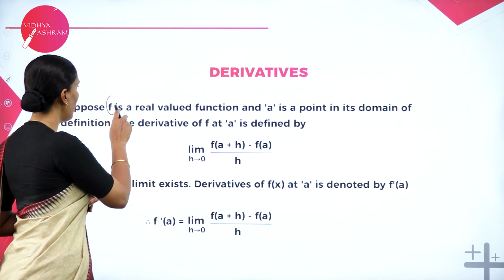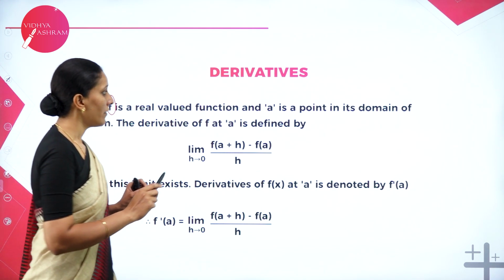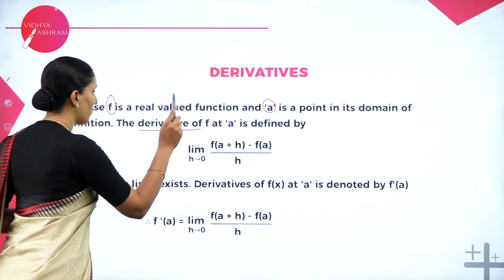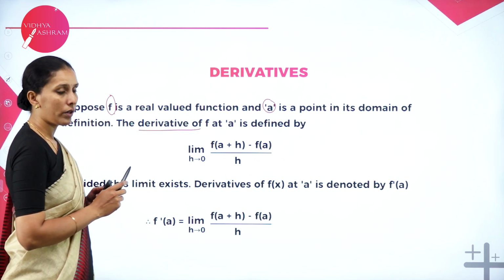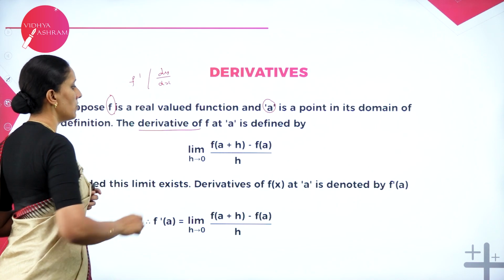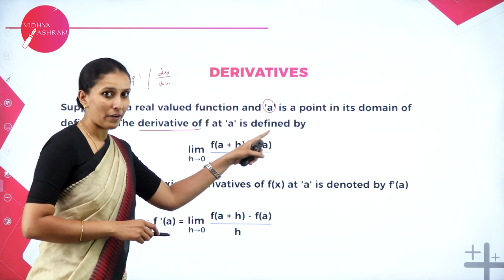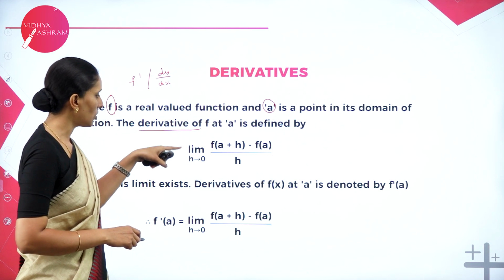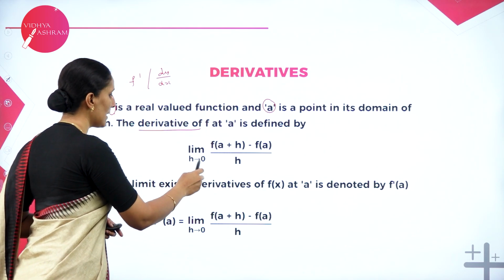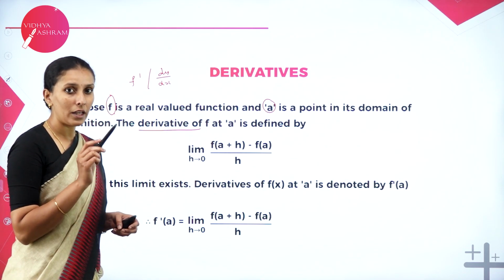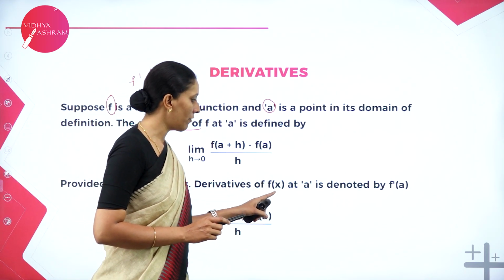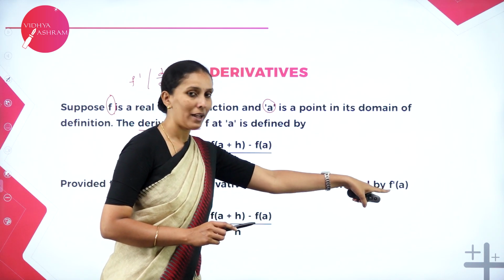So if f is a real valued function whose limit exists, and we are taking any point in the domain where f is defined, then the derivative of that function is also denoted in the form of f dash or sometimes dy by dx. So now that derivative is found using the following definition, that is limit f of a plus h minus f of a divided by h as h close to 0. This is possible only if the limit of the function exists, and hence the derivative of the function f of x at point a is denoted by f dash of a.